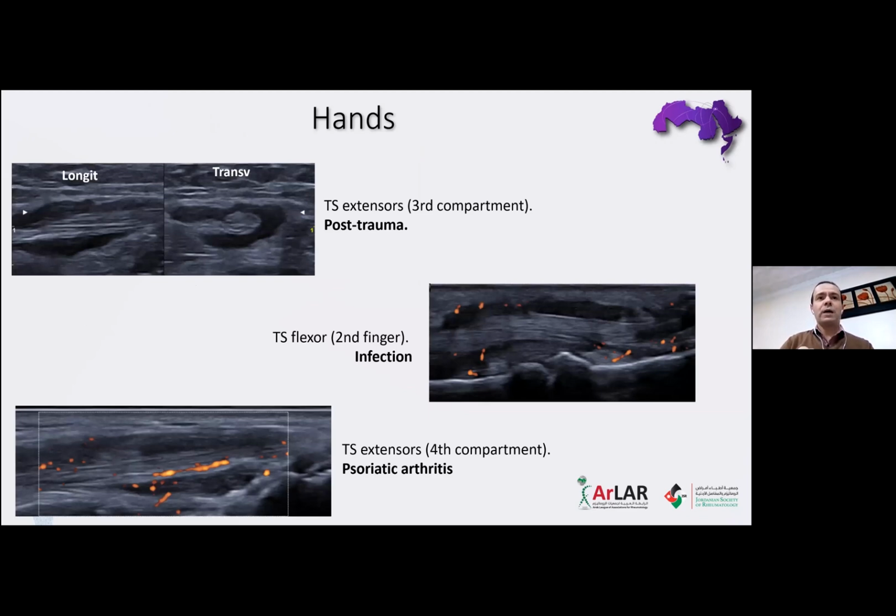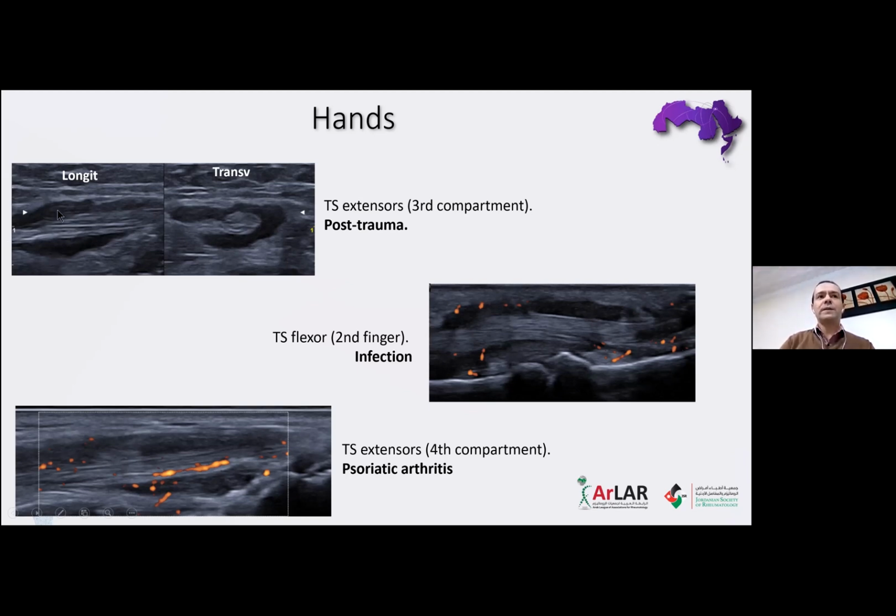On the hands, we have here an example of a tenosynovitis with no Doppler signal seen on the extensor tendons of the hands on the third compartment in a patient who had trauma and still had pain on the dorsal side of his hands. We have the presence of a mixed hypo and anechoic material under and on the top of the tendon sheath.